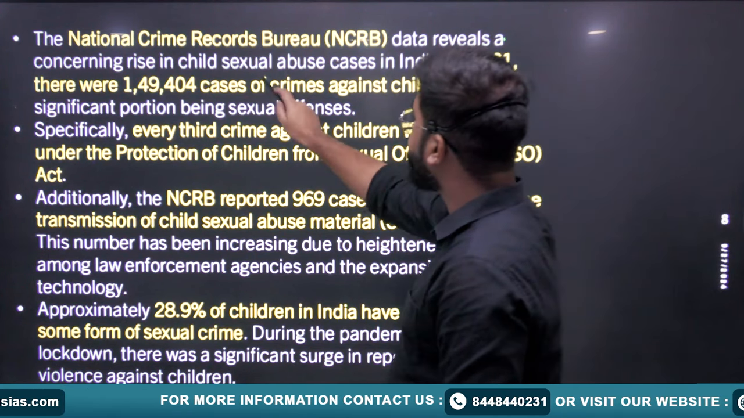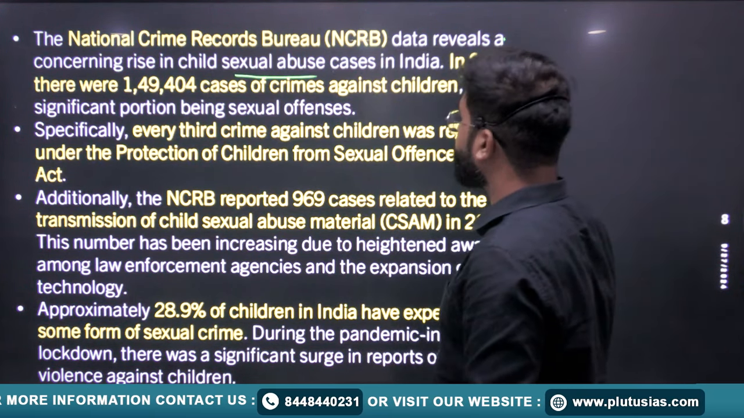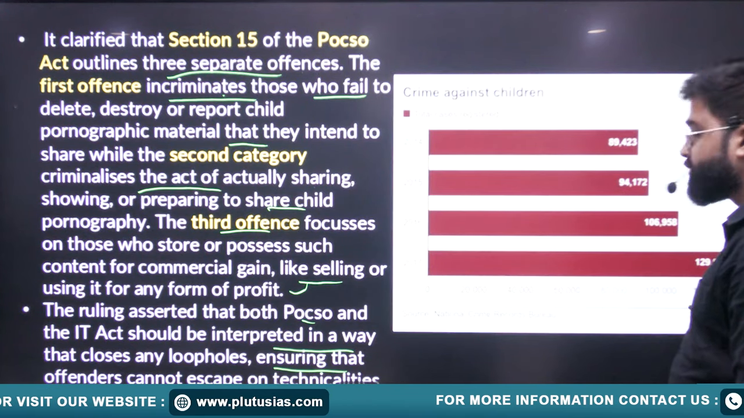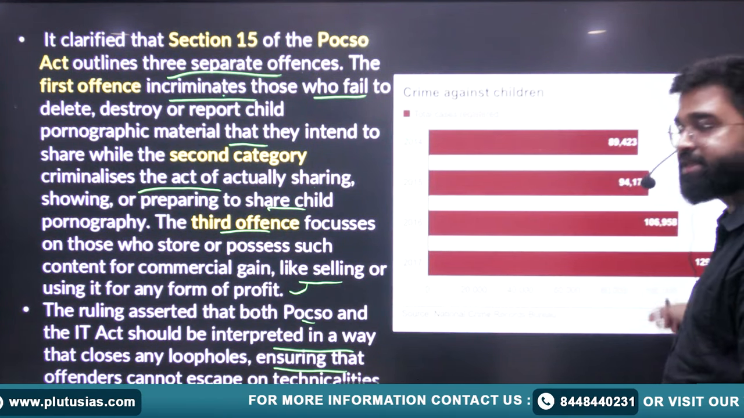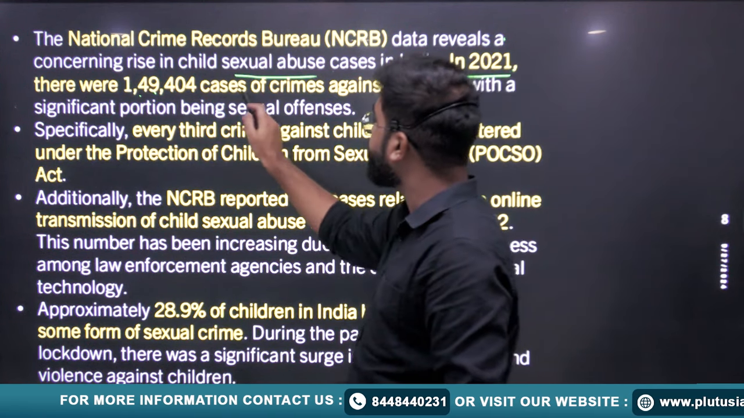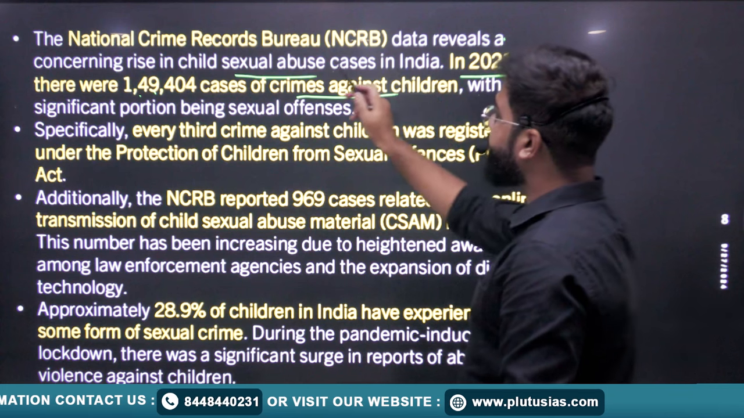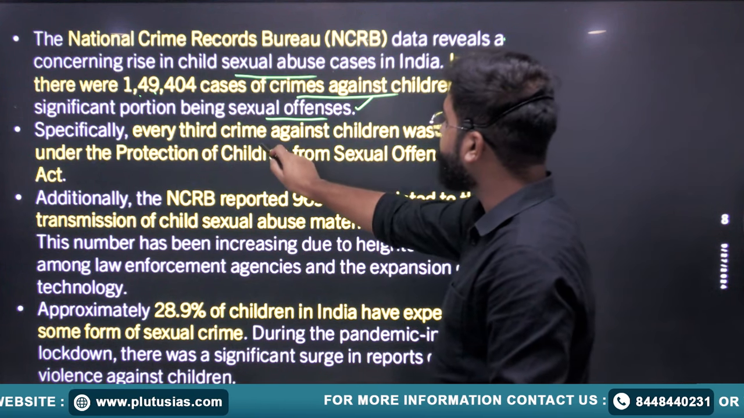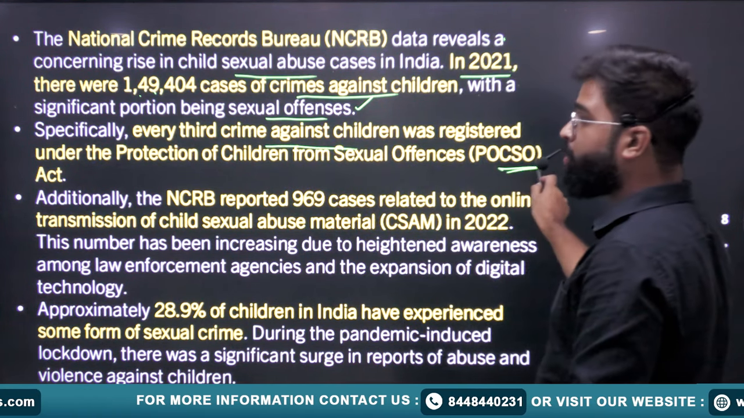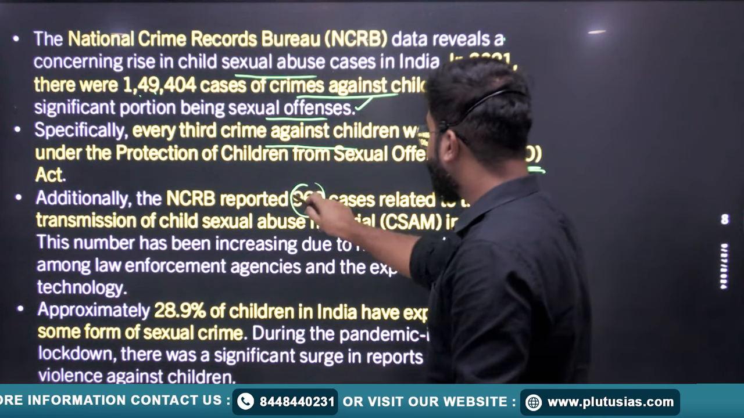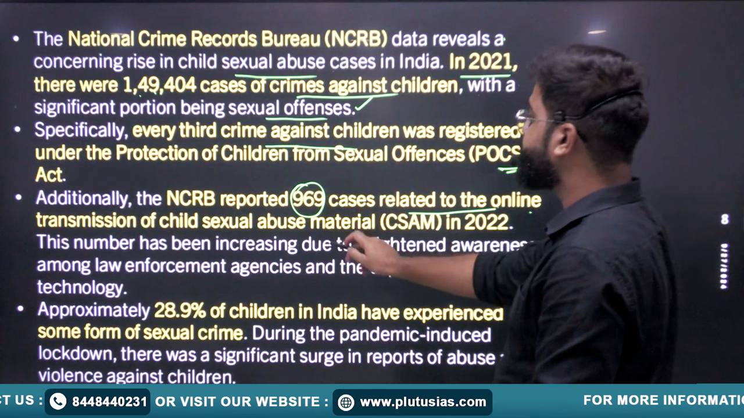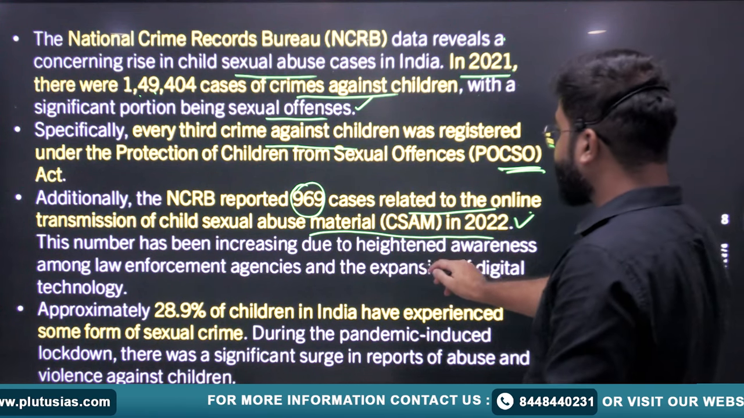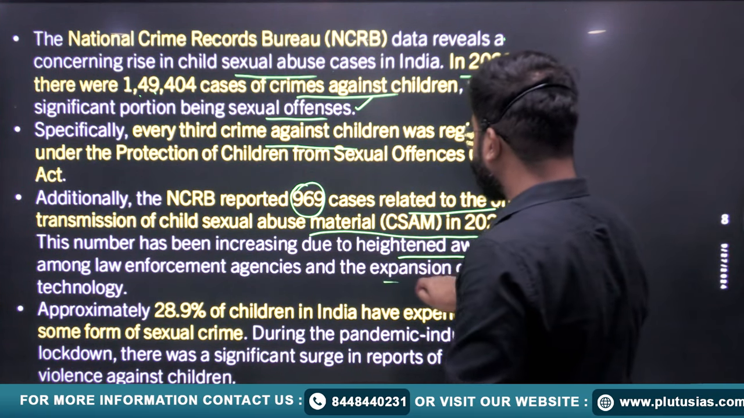NCRB data reveals the concerning rise of child sexual abuse cases in India. In 2021, 1,49,000. So every year it is increasing consistently. 1,49,404 cases of crime against children, with a significant portion being sexual offenses. Specifically, every third crime against children was registered under POCSO. Additionally, NCRB reported 969 cases related to online transmission of child sexual abuse material in 2022.